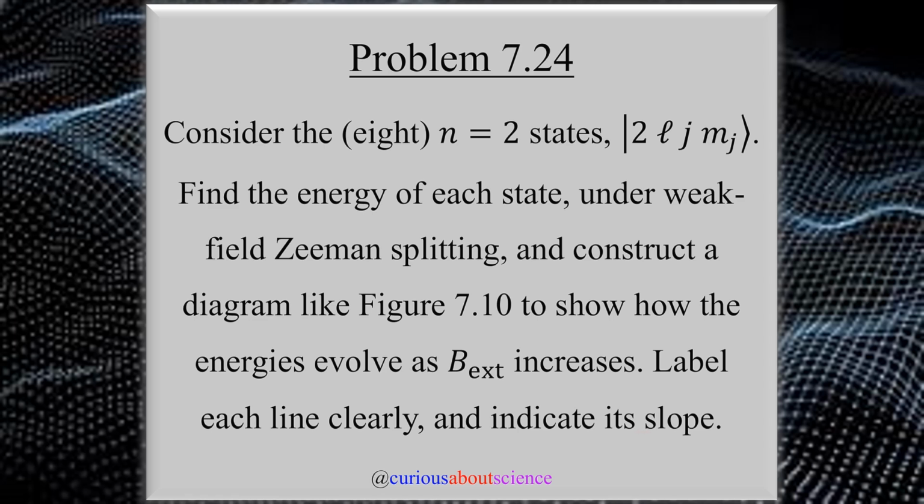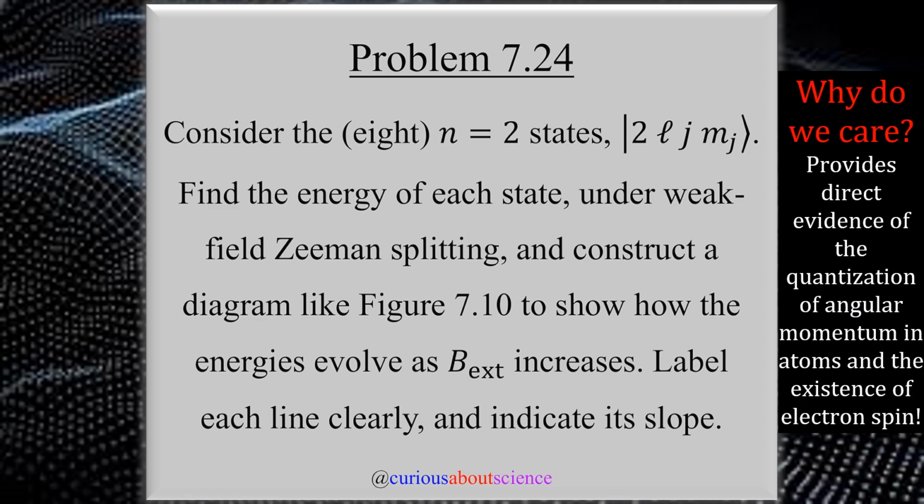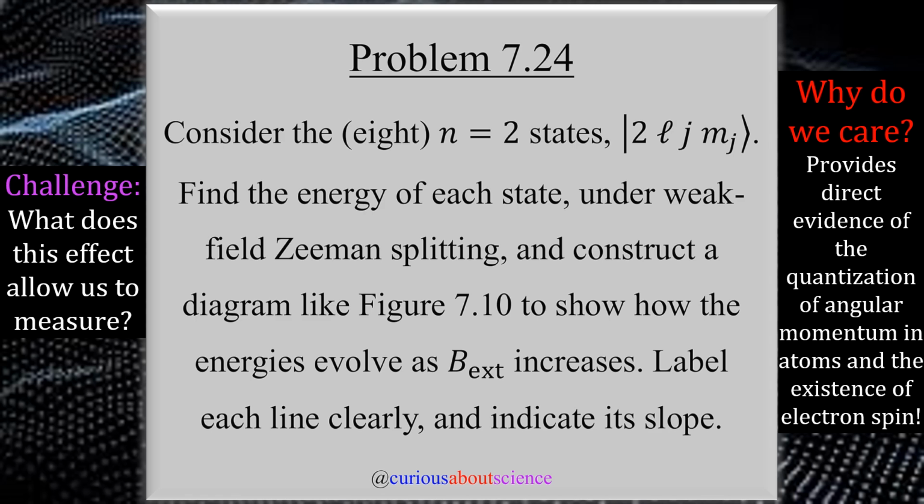Okay, so a couple things here. Zeeman splitting and the Zeeman effect are very important to us for several reasons. The first, and why we care, is that it provides direct evidence of the quantization of angular momentum in atoms and the existence of electron spin. The thing that we've been yapping about all book. But it's also important for another reason. What other effect does this allow us to measure?